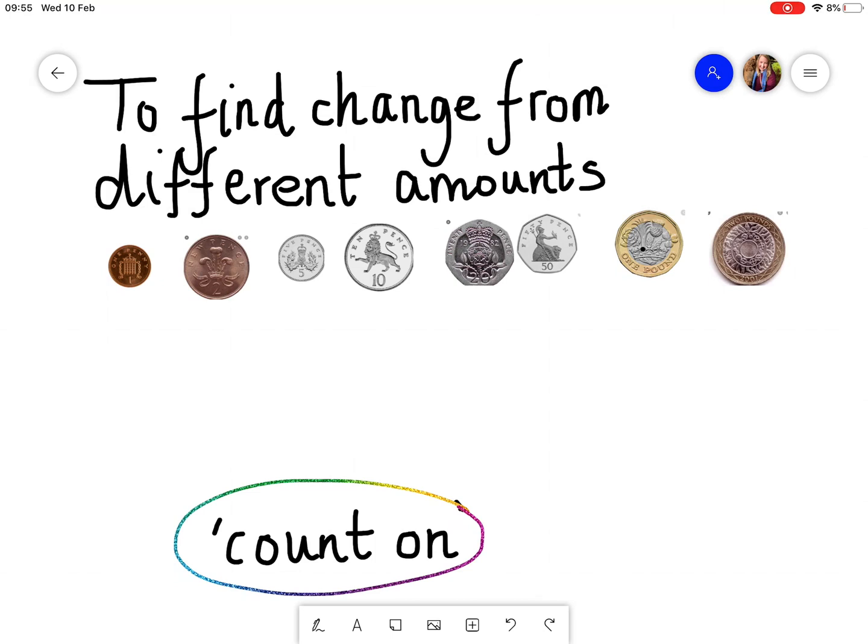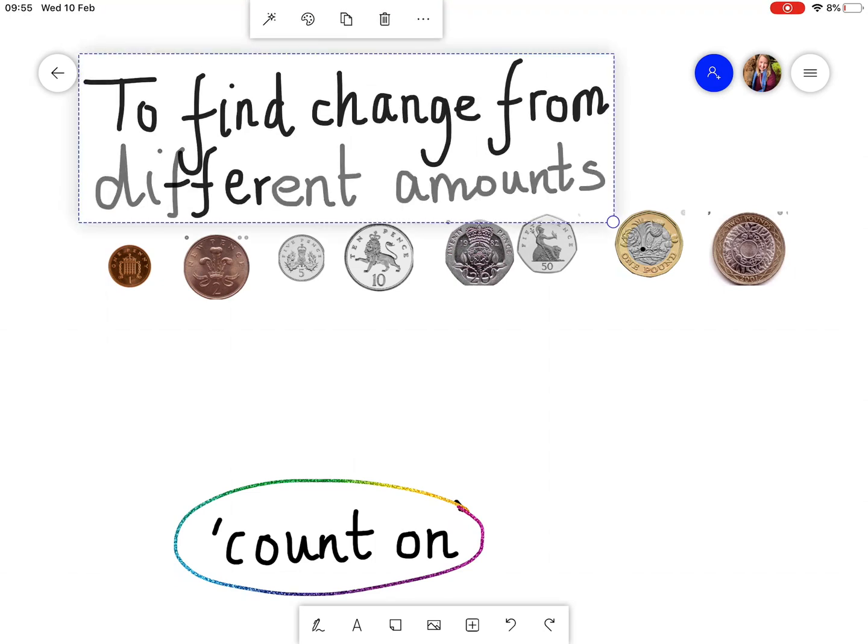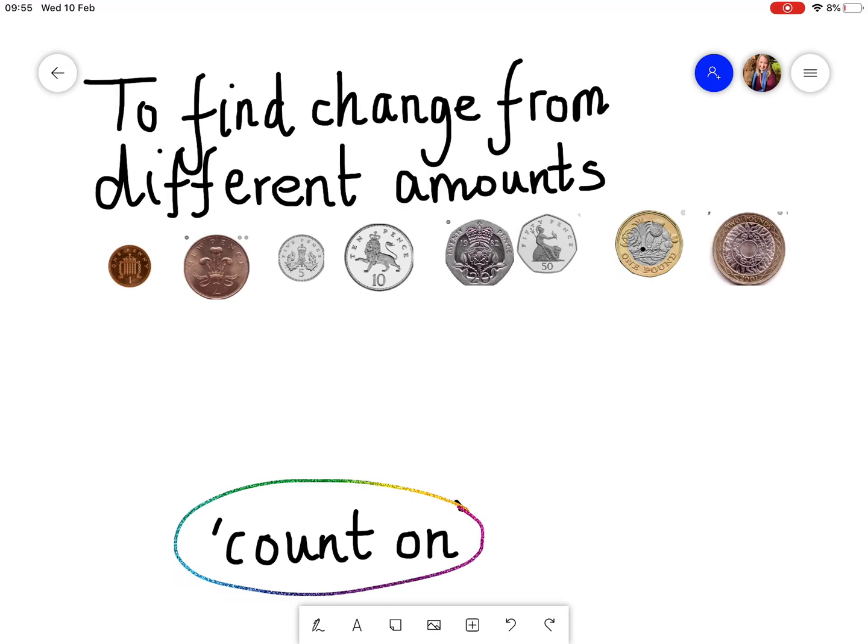So our learning intention is finding change from different amounts, and we're using the count on strategy to find the difference between the 2 different amounts to find out how much the shopkeeper should be giving you back.